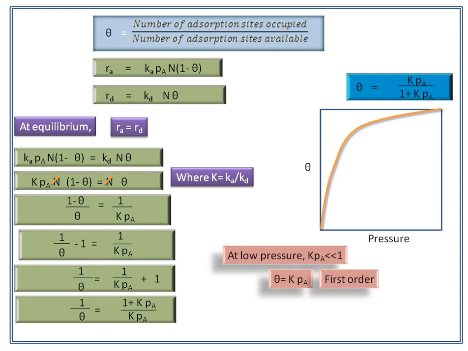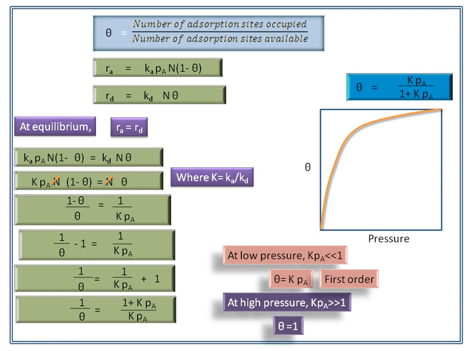At high pressure, the KPa value is very high, so 1 becomes negligible compared to KPa. So the equation becomes theta is equal to KPa divided by KPa, theta is equal to 1. So the order of the reaction will be 0. According to Langmuir theory, only a single layer of molecules is adsorbed on the surface of the adsorbent, so the fraction theta gives a measure of the amount of gas adsorbed per unit mass of the adsorbent.